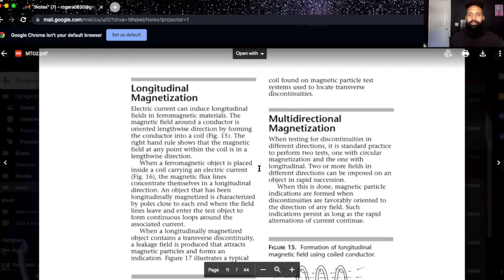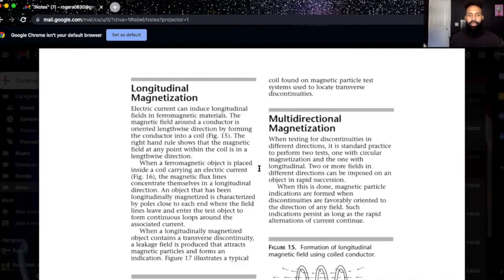Multidirectional magnetization. When testing for discontinuities in different directions, it is standard practice to perform two tests, one with circular magnetization and one with longitudinal. Two or more fields in different directions can be imposed on an object in rapid succession. When this is done, magnetic particle indications are formed when discontinuities are favorably oriented to the direction of any field. Such indications persist as long as the rapid alternations of current continue.